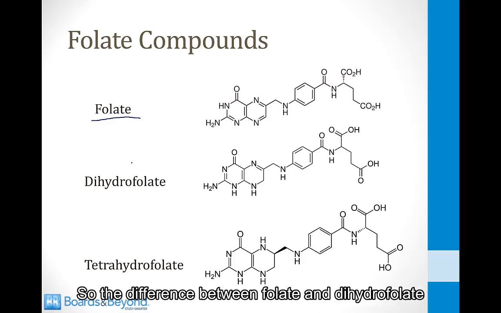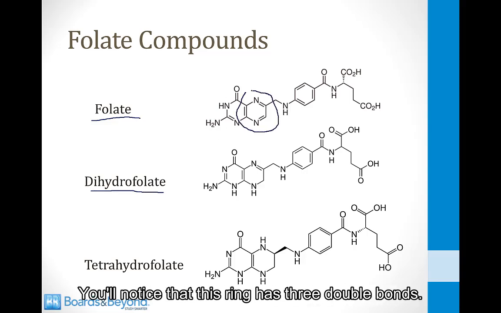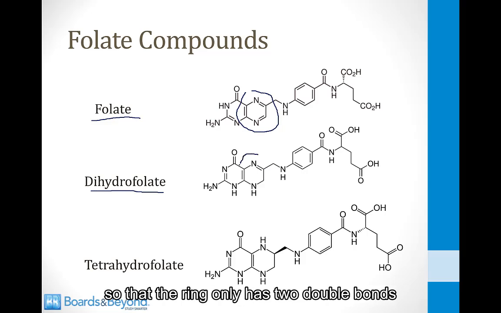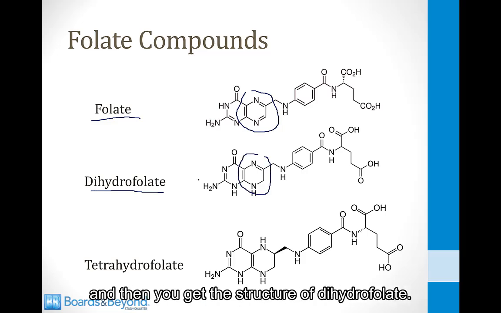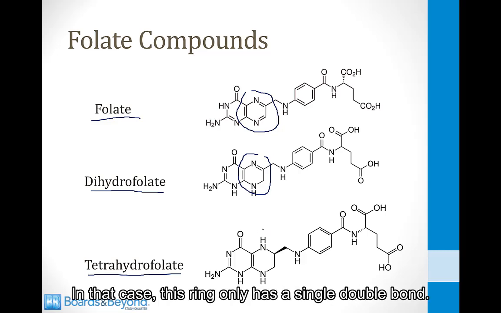So the difference between folate and dihydrofolate has to do with this ring right here. You'll notice that this ring has 3 double bonds. If you add 2 hydrogens, you remove one of the double bonds so that the ring only has 2 double bonds, and then you get the structure of dihydrofolate. If you add another 2 hydrogens, you get the structure of tetrahydrofolate. In that case, this ring only has a single double bond.